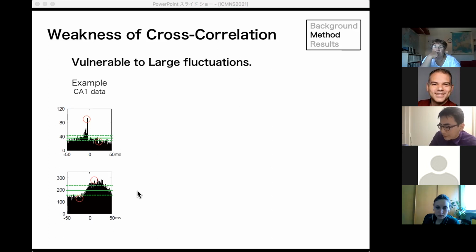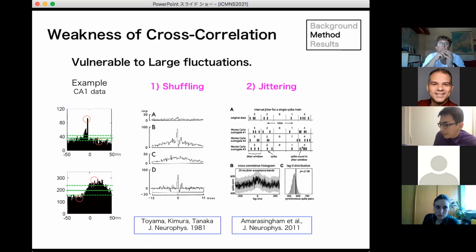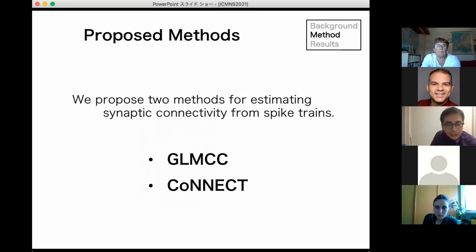So to overcome this difficulty, of course, there are several attempts. One method, introduced in the previous talk, is dithering, also called the jittering method. However, this method is not enough to solve this problem in the spiking data from animals. So we want to develop new methods for estimating synaptic connectivity. In this talk, I propose 2 extensions of the cross-correlation method that overcome the vulnerability to large fluctuating neuronal activity. The 2 methods are called GLMCC and CONNECT.